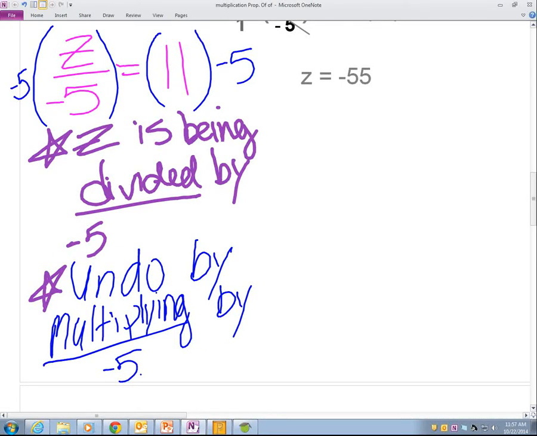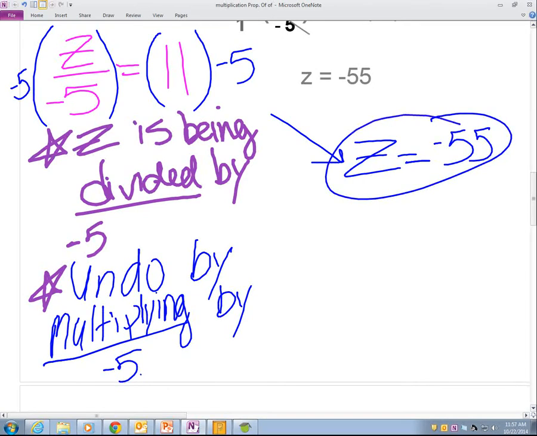Okay. So we have left over, I'm going to travel over here. So we have now z equals, and what's negative 5 times 11? Good, negative 55. So my answer is z equals negative 55. I circle it, and I'm done with that one.